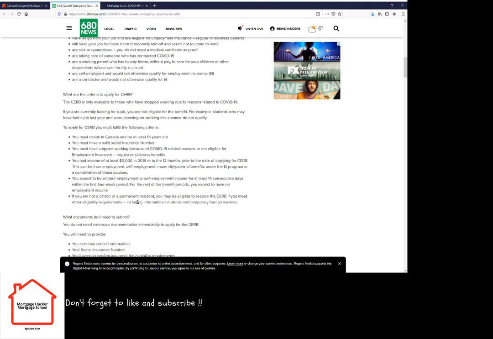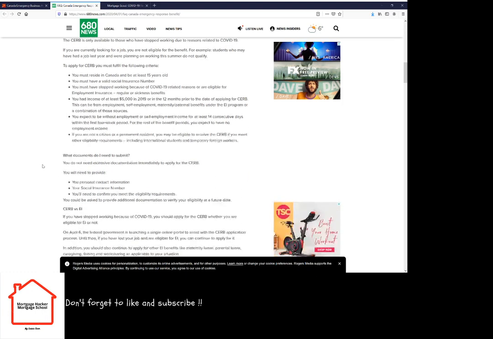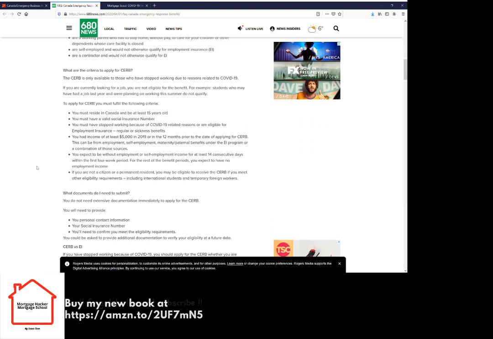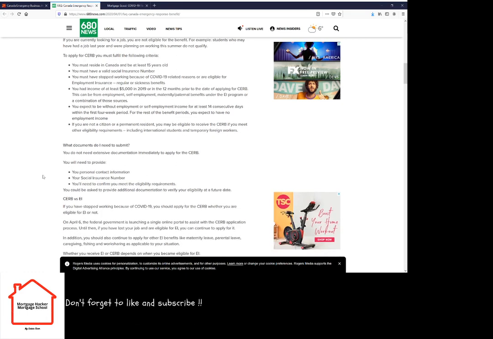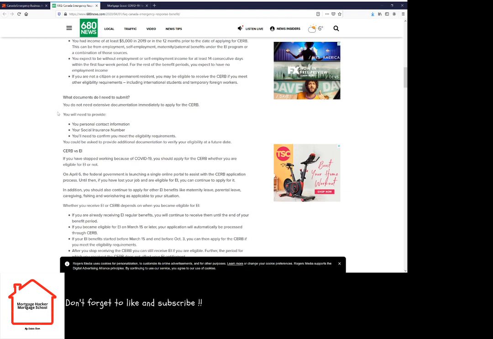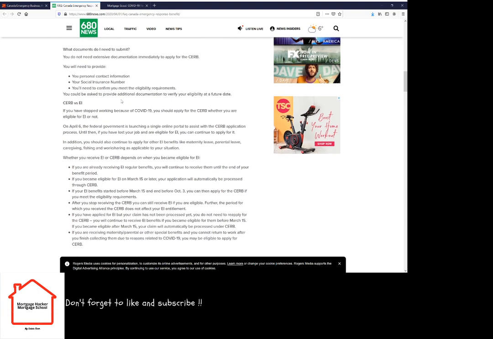And even if you're not a permanent resident or citizen, you may be eligible to receive this. So this is also different. Again, the aim is that the government does not want you to worry about money and then go to work because you feel that you need to get paid, because they want to stop the virus. That's the main reason. What documents do you need? You do not need too much for now, at least personal contact and social insurance, and you just need to confirm the eligibility, right? So you'll be asked to provide additional documents to verify at a future day.